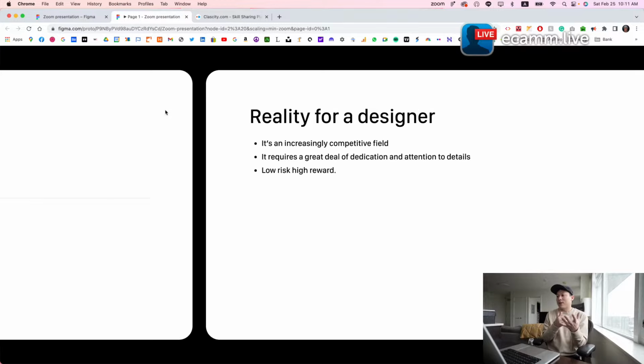So when we talk about the reality of being a designer, when we're talking about standing out as a designer, I think it's definitely important to realize what the designer role is right now out there. I saw that some of your questions coming in ask whether it's a saturated market and all this stuff. So I want to quickly cover that part as well.